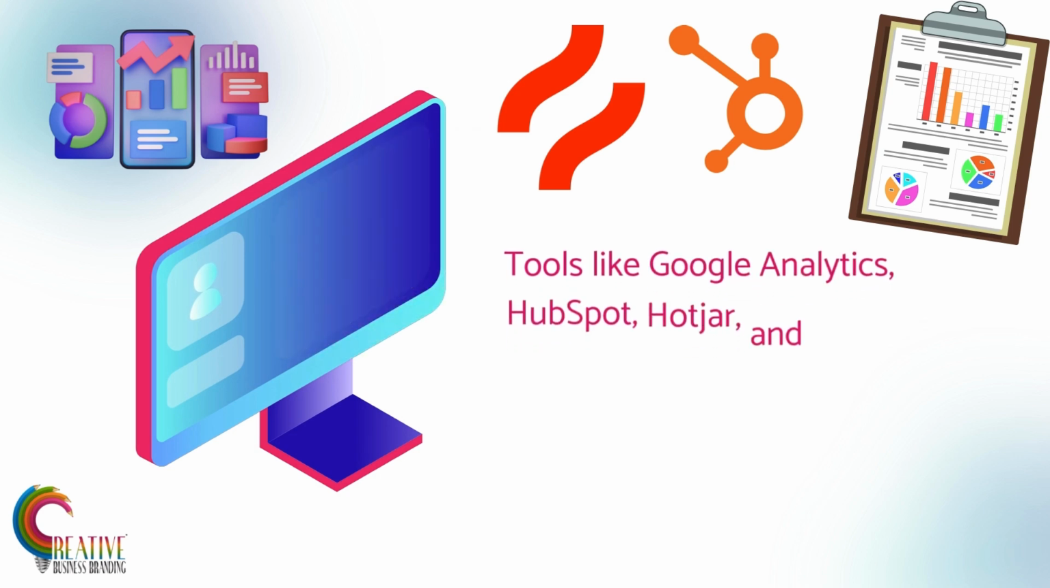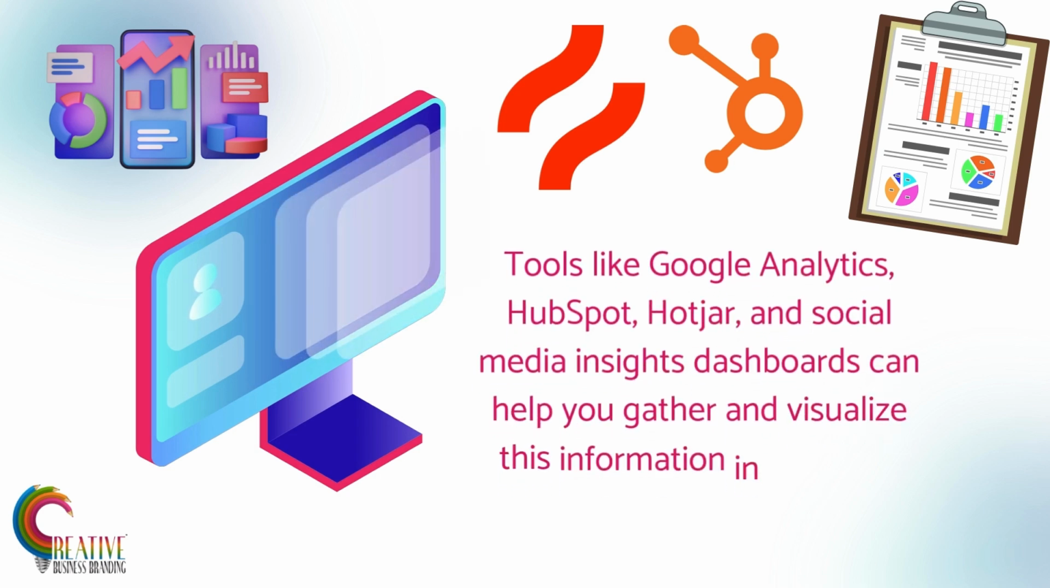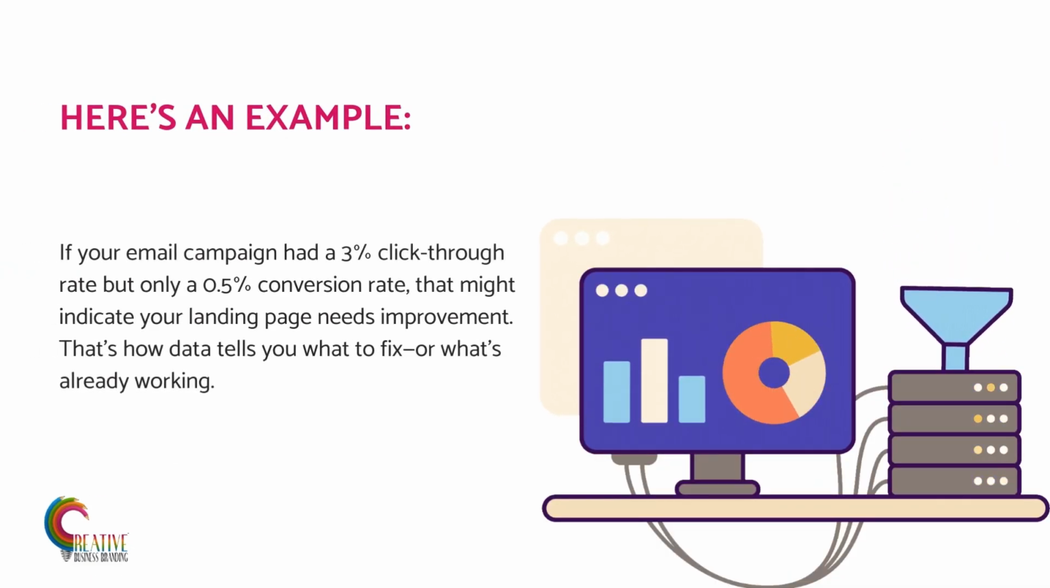Tools like Google Analytics, HubSpot, Hotjar, and Social Media Insights dashboards can help you gather and visualize this information in real time. Here's an example. If your email campaign had a 3% click-through rate but only a 0.5% conversion rate, that might indicate your landing page needs improvement. That's how data tells you what to fix or what's already working.